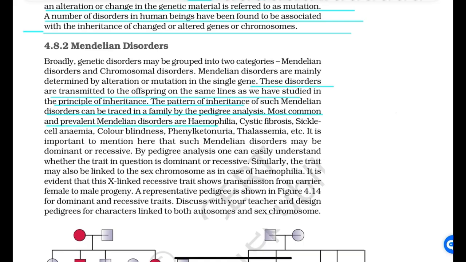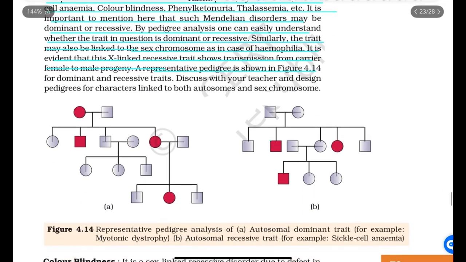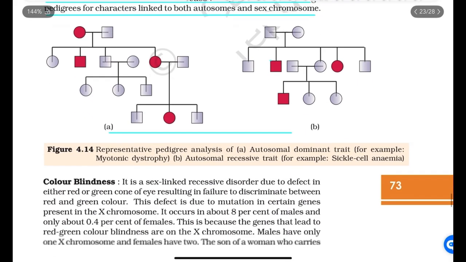Most common and prevalent Mendelian disorders are hemophilia, cystic fibrosis, sickle cell anemia, color blindness, phenylketonuria, thalassemia. It is important to mention here that such Mendelian disorders may be dominant or recessive, but by pedigree analysis one can easily understand whether a trait in question is dominant or recessive. Similarly, the trait may also be linked to the sex chromosome, as in case of hemophilia. It is evident that this X-linked recessive trait shows the transmission from carrier female to male progeny. A representative pedigree is shown in figure 4.14. For dominant and recessive, discuss with your teacher and design pedigree for characters linked to both autosomes and sex chromosomes.